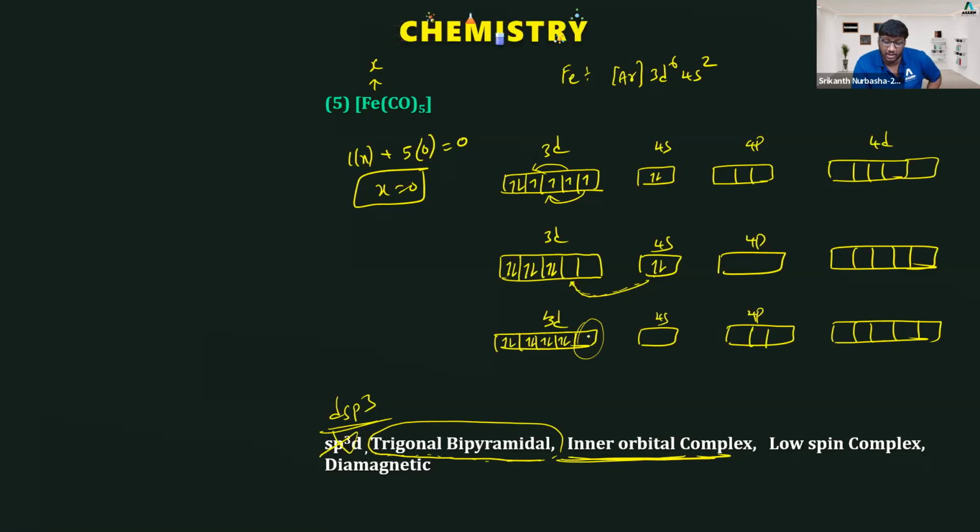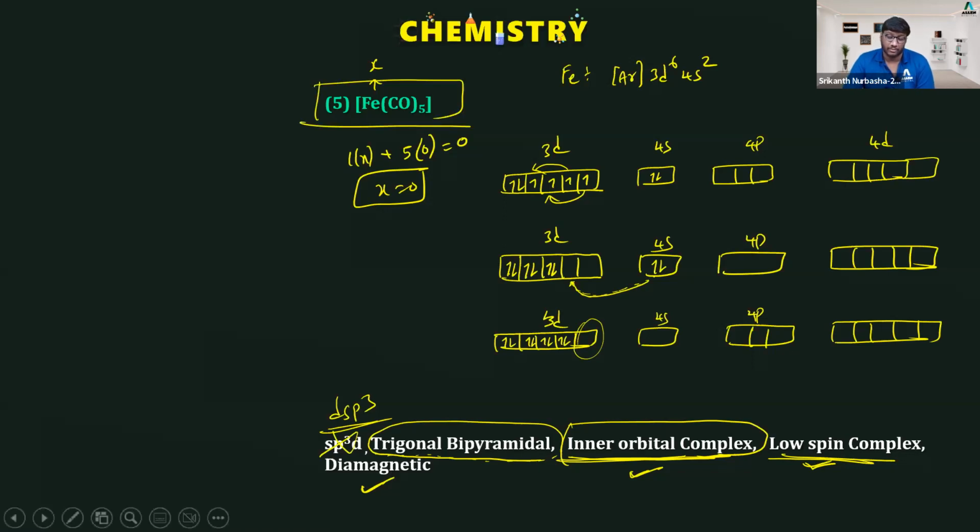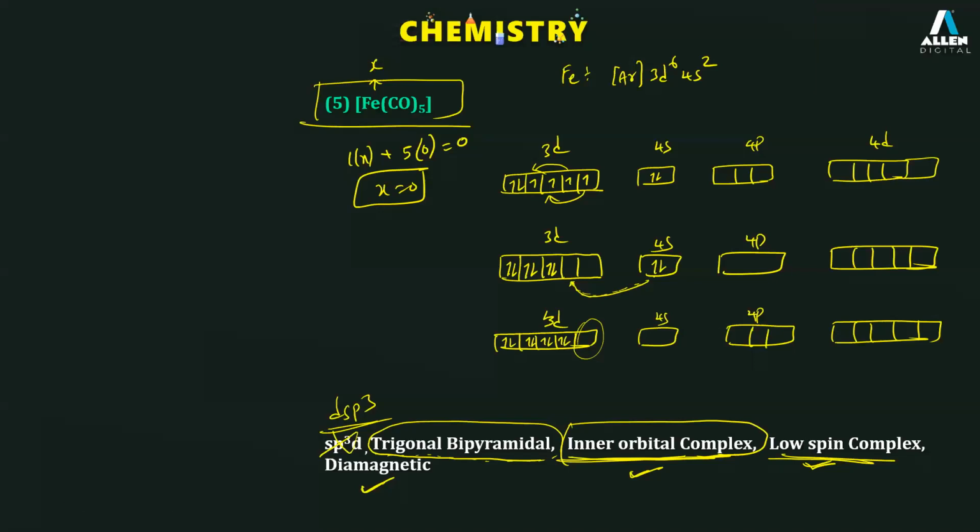Because the inner 3d subshell has seen the pairing of electrons, the inner orbitals are involved in hybridization. So obviously it is an inner orbital complex. Low spin or high spin? Pairing happened, so low spin complex. Diamagnetic or paramagnetic? There is no unpaired electron, so diamagnetic in nature. So dsp3, trigonal bipyramidal, inner orbital complex, low spin, and diamagnetic. That is the complete information of Fe(CO)5. Is that clear, students? Very good.